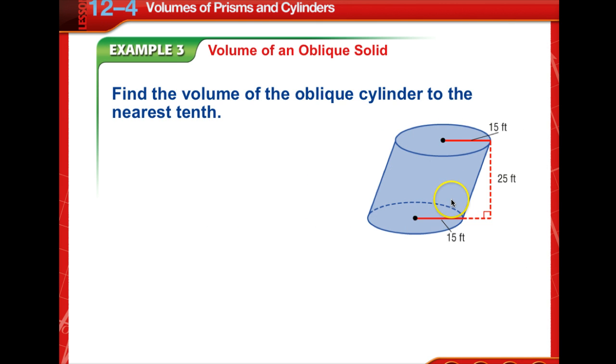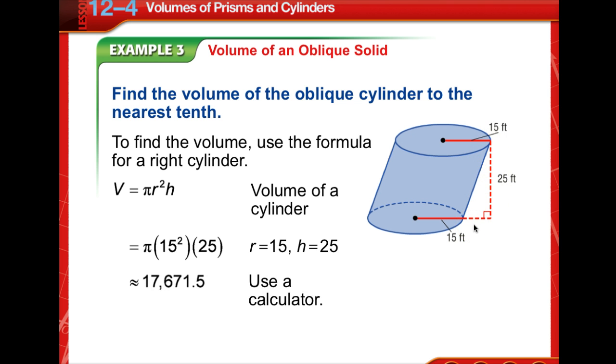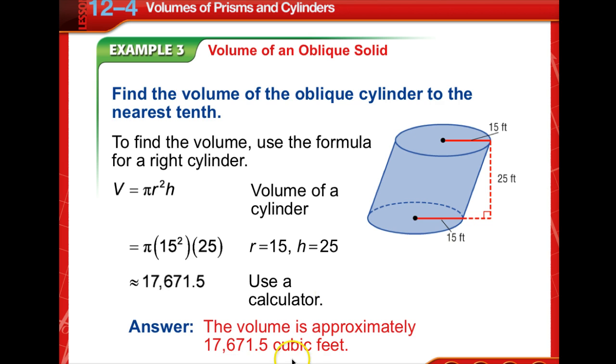So looking at the volume of an oblique solid, we're going to use the formula for a right cylinder. The radius is 15, the height is 25. So the volume is approximately 17,671.5 cubic feet.